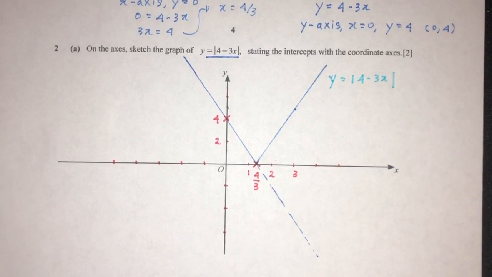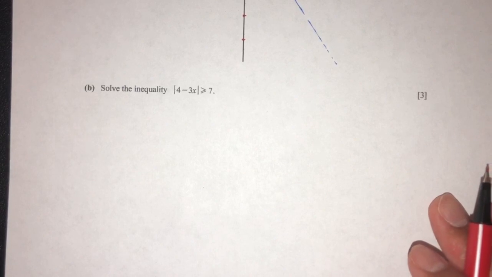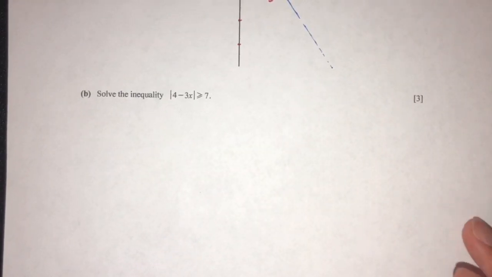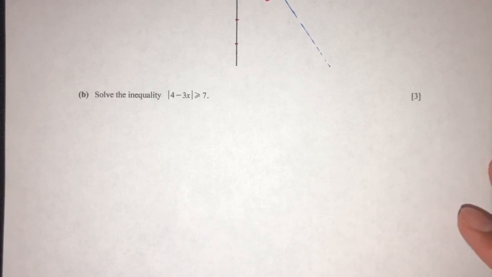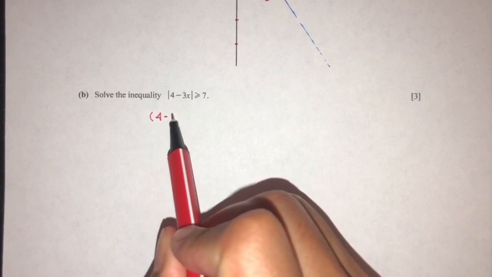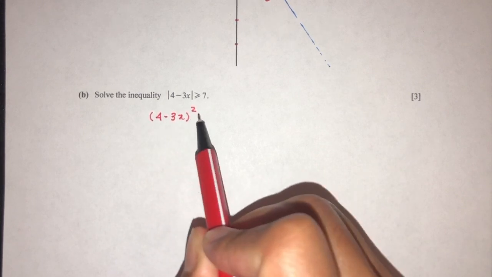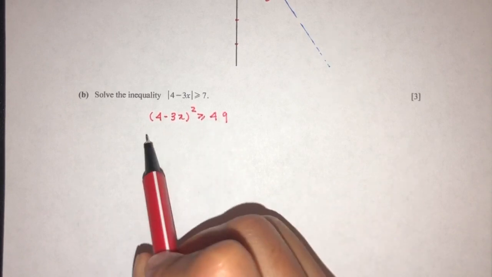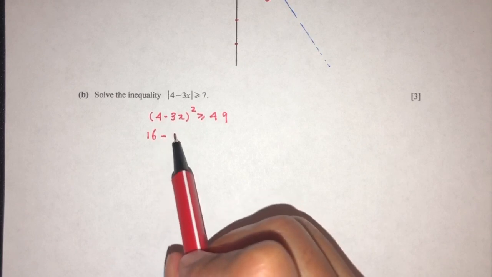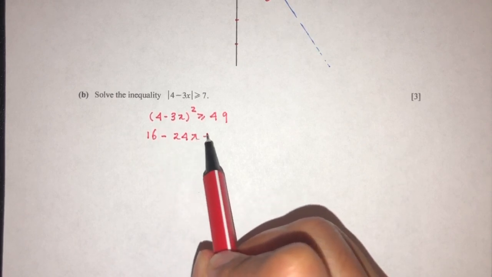That is question part A. Now for part B, we have to solve the equation. Here we have modulus of 4 minus 3x is more than 7. So there are many ways to solve this. I guess one of the ways is to square both sides. Let's see what happens. So you will have 49 on one side, and on the other 16, minus 2 times 4 times 3 will be 24x, plus 9x squared.